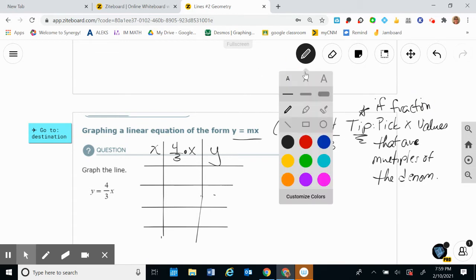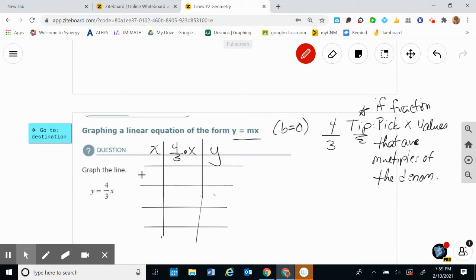Let me show you. Okay, I'm changing colors because why not? Okay, I'm going to plug in multiples of 3. And the reason why we're going to do that is because it's going to cancel it out. So I'm going to put -3, 0, and 3. Now, could I have put -1, 0, and 1? Yeah, it would have been fine. I just would have had to graph a fraction. It's not that big of a deal. But it makes it easier in this way.